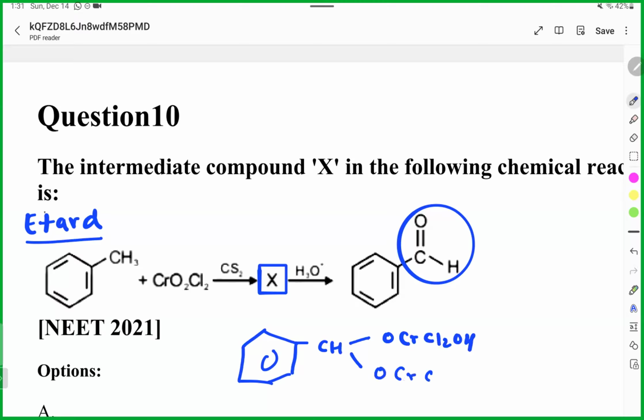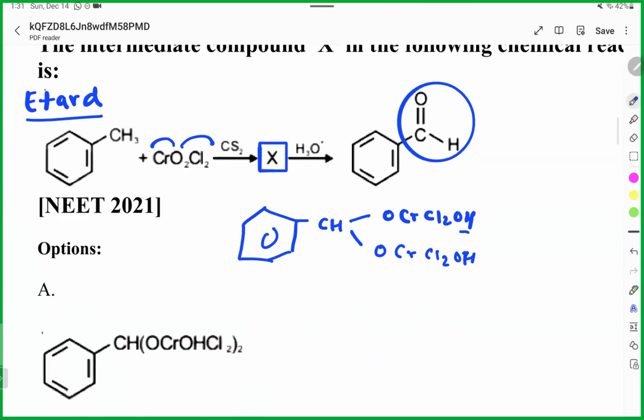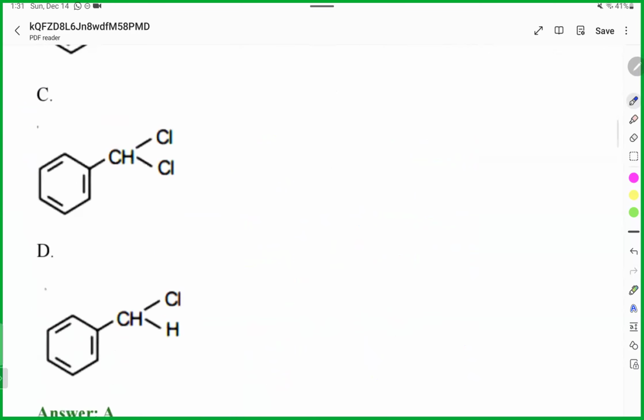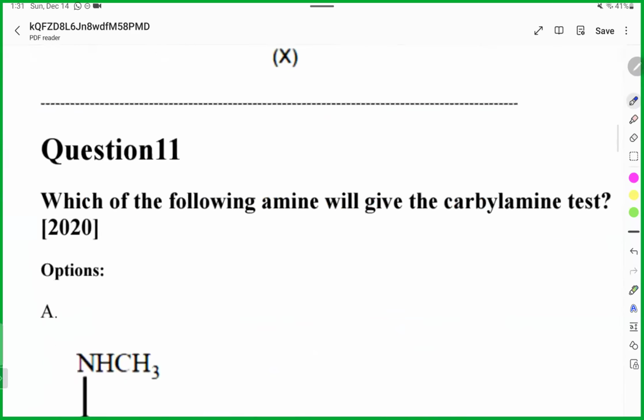Correct. One oxygen will go here, another oxygen goes here, and hydrogen remains the same. See, OCrOHCl2 twice. Correct. Then the Etard reaction.